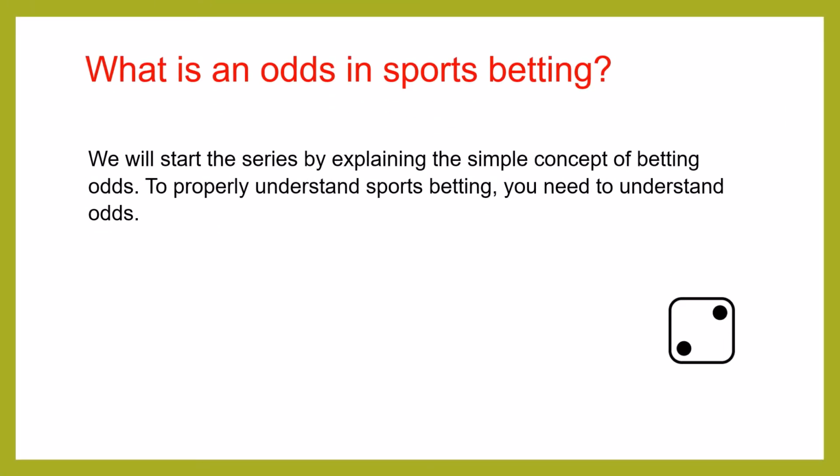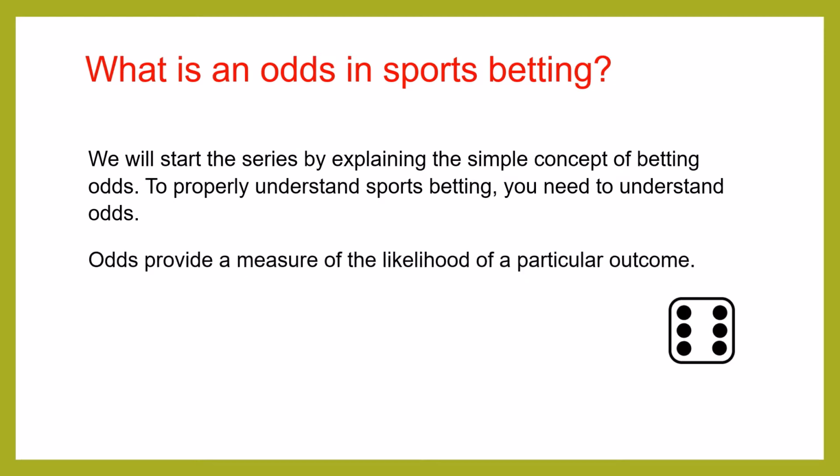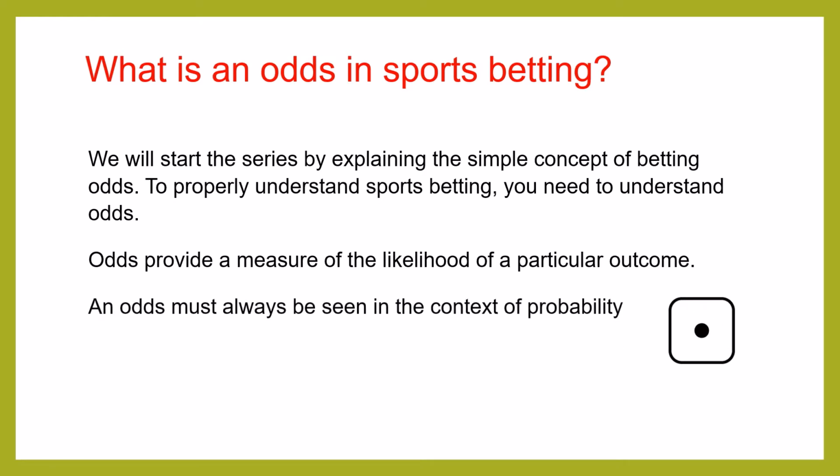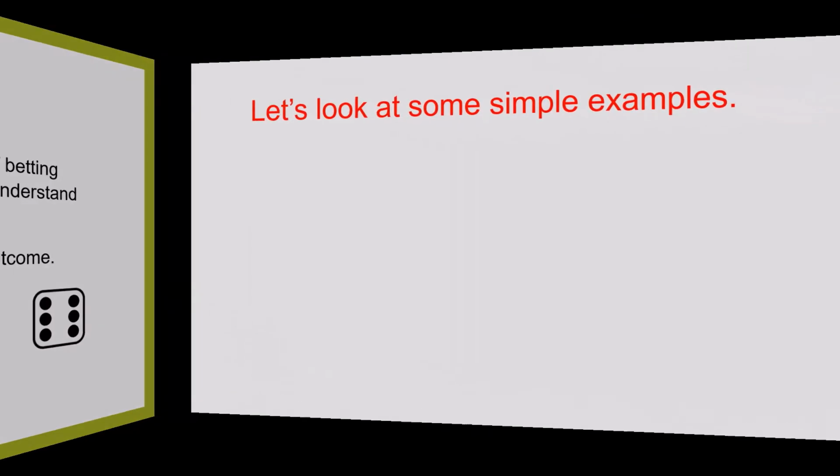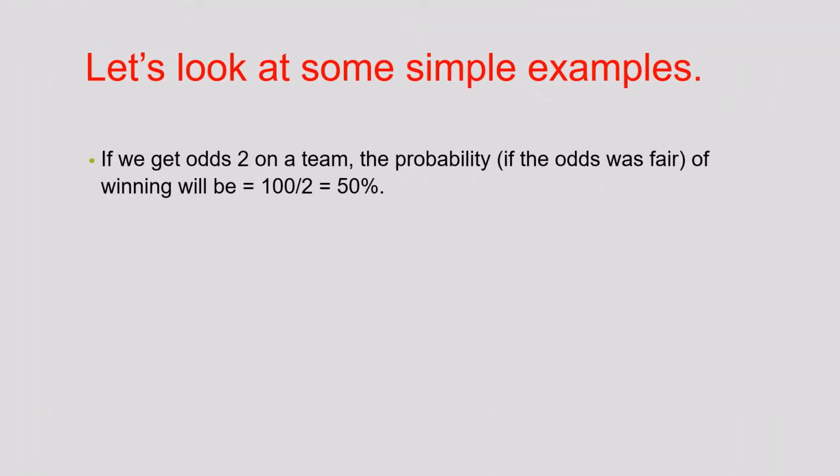We will start this series by explaining the simple concept of betting odds. To properly understand sports betting, you need to understand odds. Odds provide a measure of likelihood of a particular outcome. And odds must always be seen in context of probability. Let's look at some simple examples.